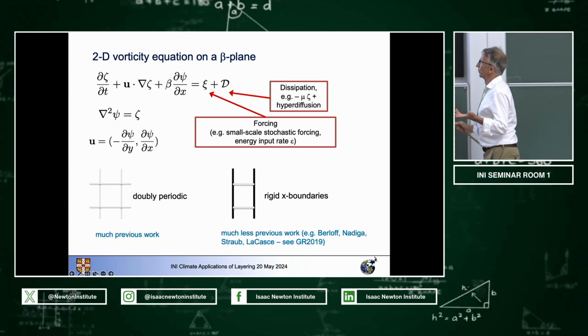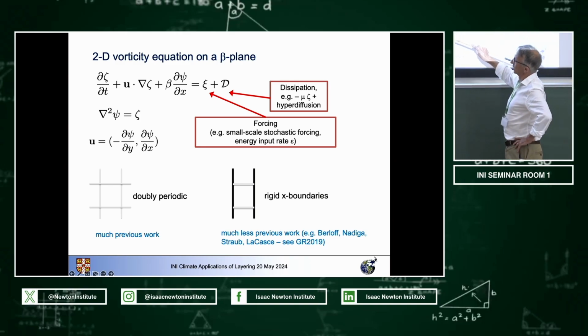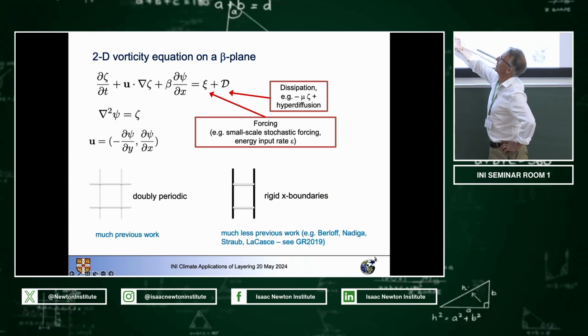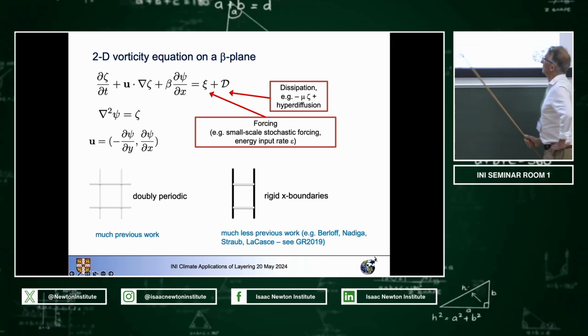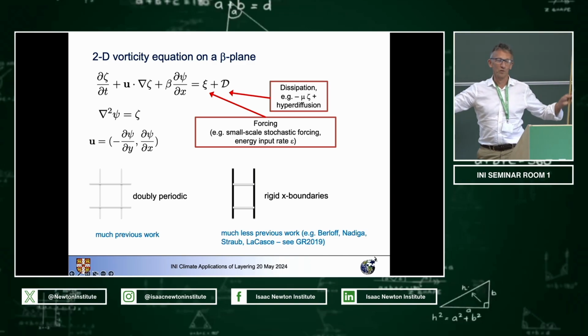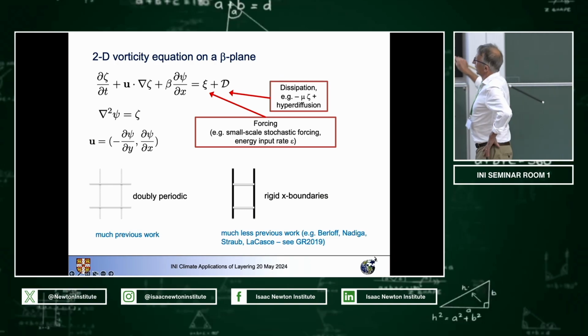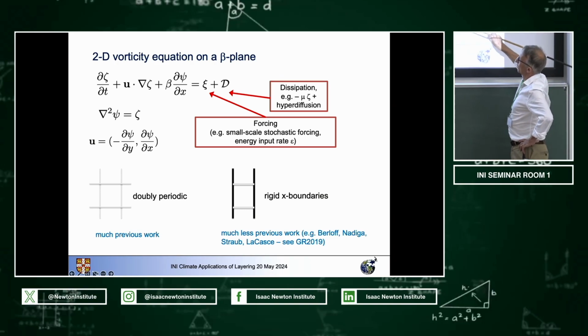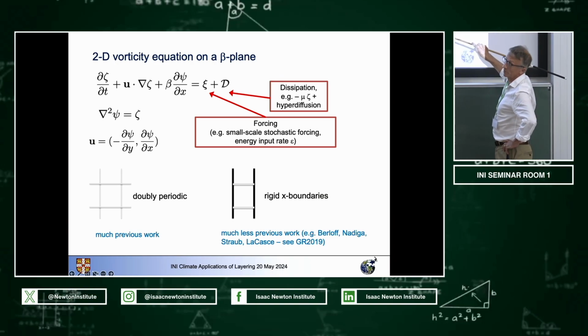And of course, a lot of the previous work on this has considered the doubly periodic case. This is supposed to be a graphical description of doubly periodic: you've got a box that's just repeated. There are no rigid boundaries. If we're going to go to the ocean, then the vital point is we've got continental boundaries. So let's consider a system which has rigid boundaries here, but we'll keep it as simple as possible and make it periodic in this direction.